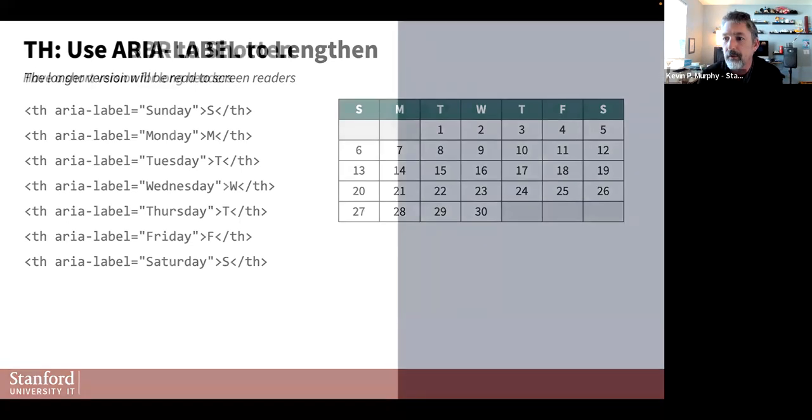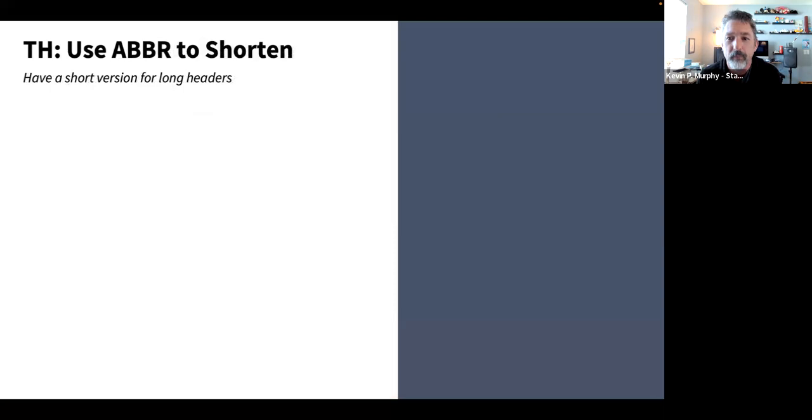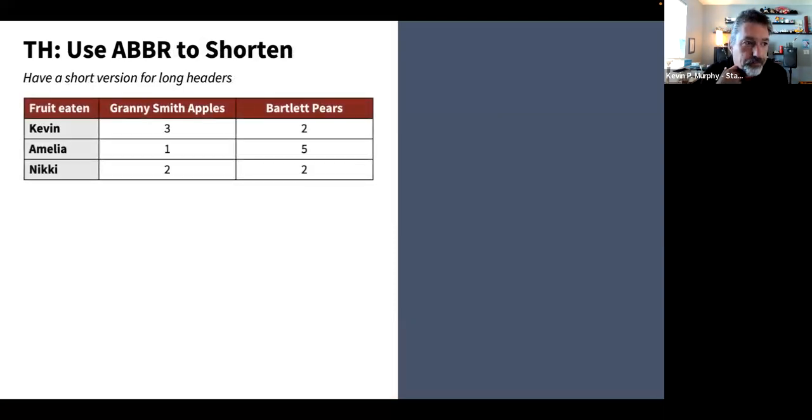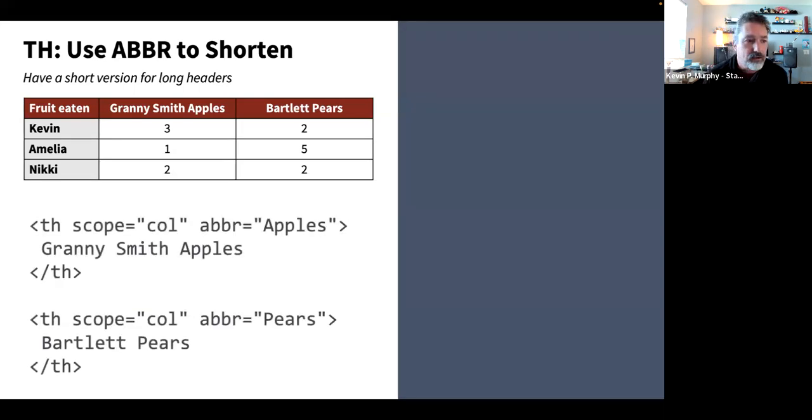We can also do the opposite. This is an interesting technique. Let's say we have a table like this. And when I'm down on the table and I'm getting the table headers, I don't want to get the whole Granny Smith apples. I just need to know that it's apples on the lower levels. In which case, I can use an abbreviation on the TH. I can say, this is a TH with a scope of column, and the abbreviation for it is apples, for the Granny Smith apples column.